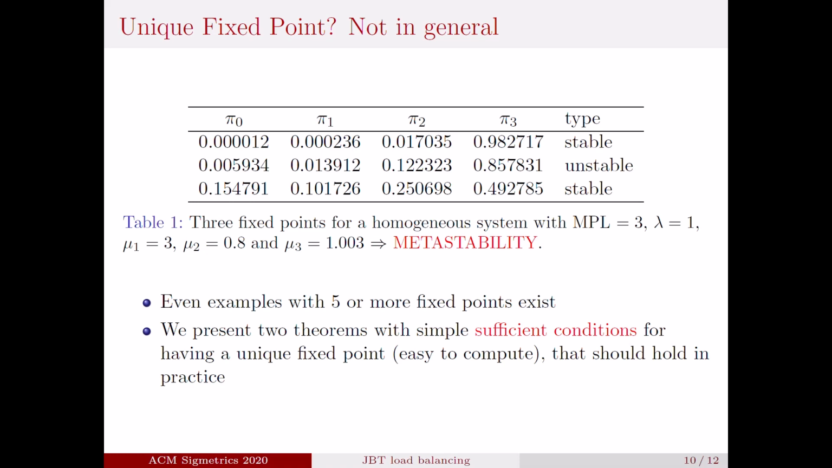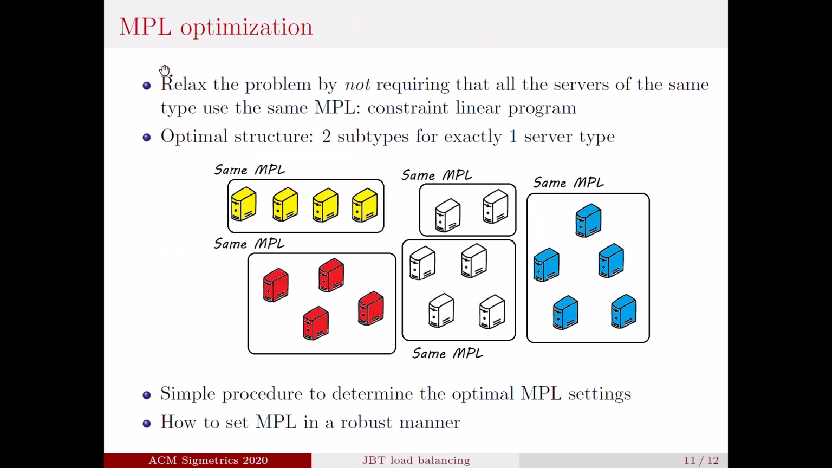So that concludes the analysis part of the paper. Let's now move on to the optimization problem. As I mentioned before, the idea of the optimization problem is to find the best possible MPL values for each server type, such that we minimize some objective.